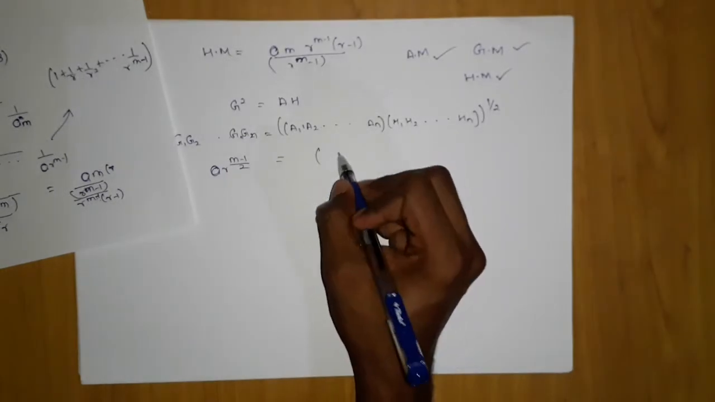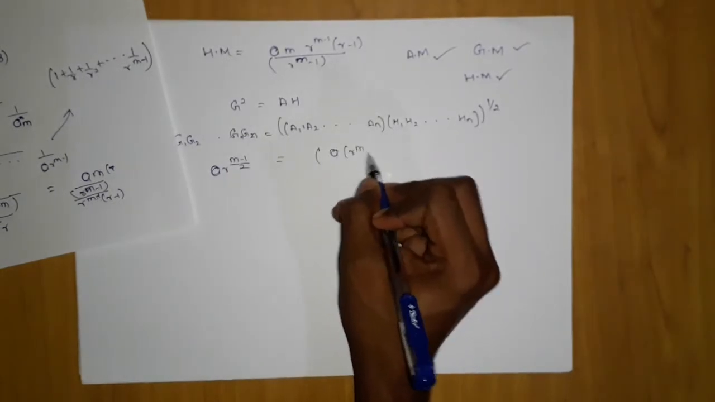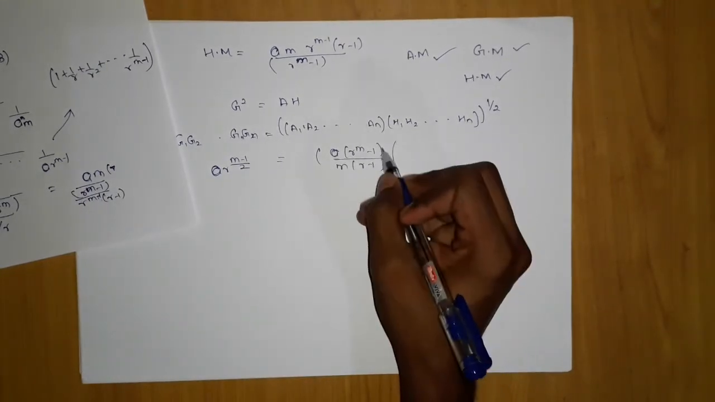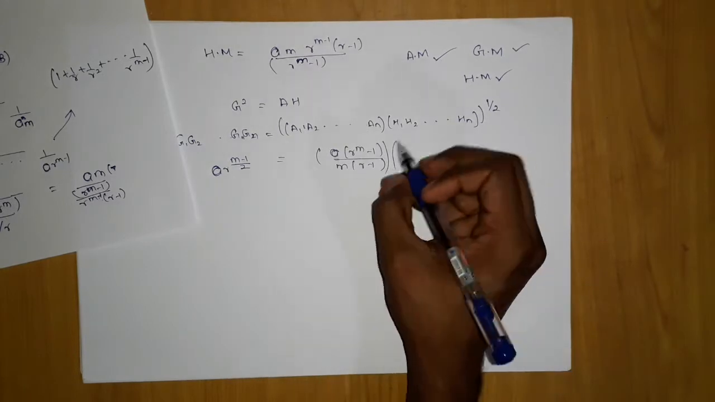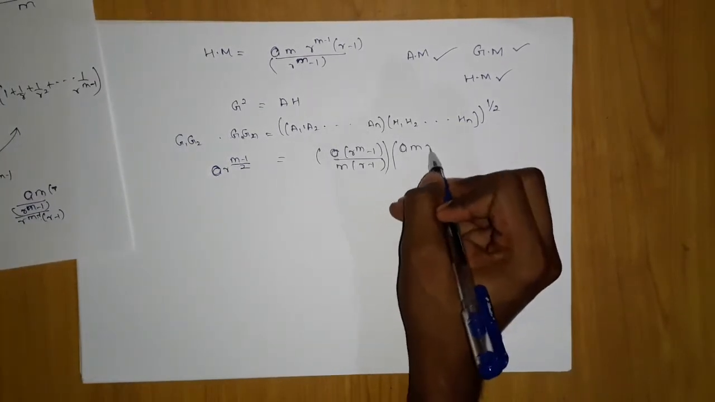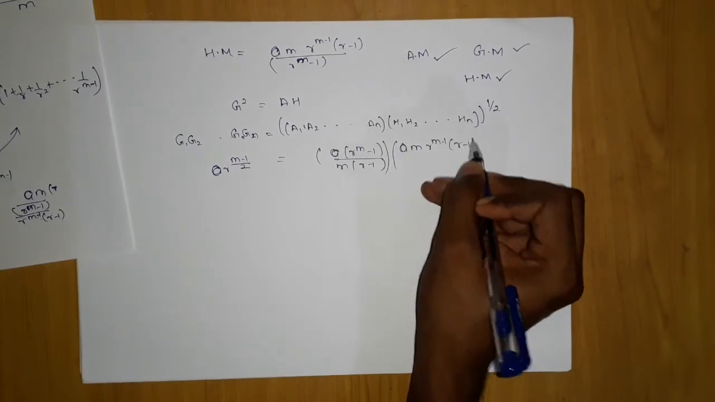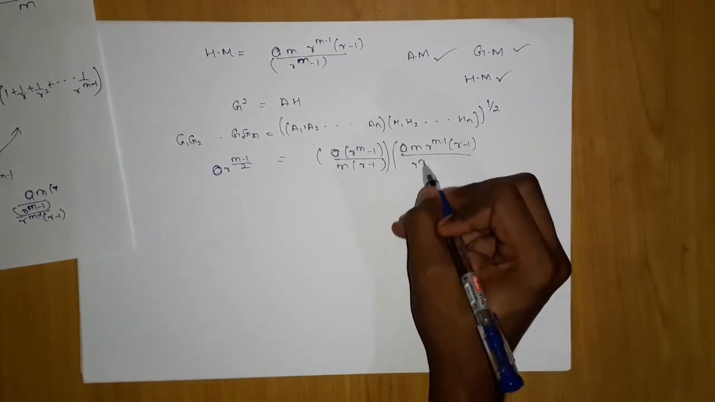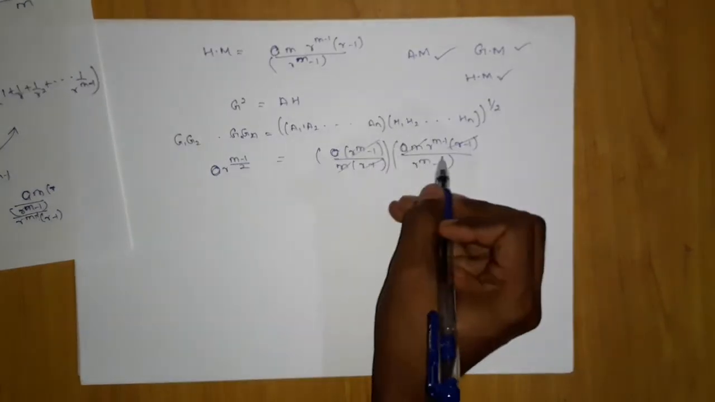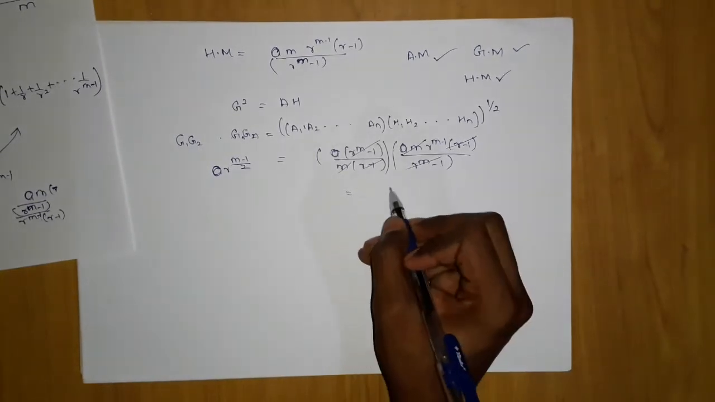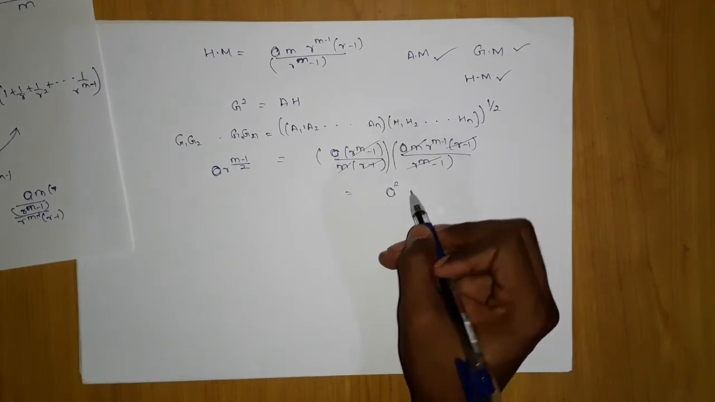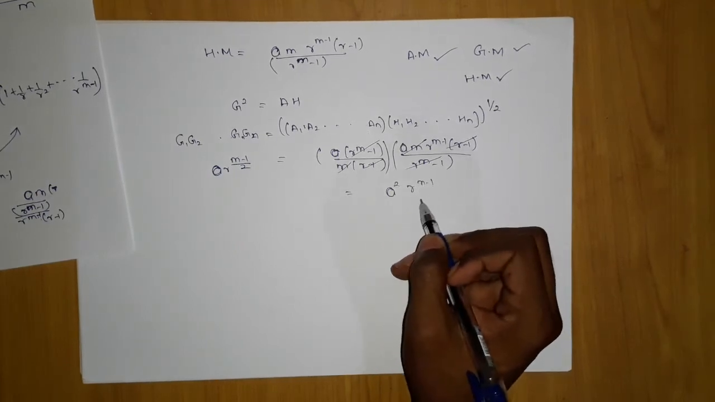It was a r power m minus 1 upon m into r minus 1, and here this was the harmonic mean, which was, on the top, a m r power m minus 1 into r minus 1 upon r power m minus 1. So you can clearly see this will cancel out, giving me finally this thing, a square r power m minus 1.